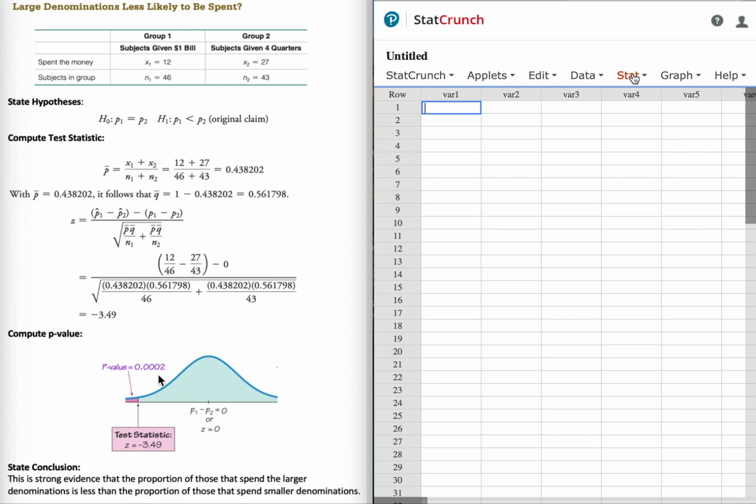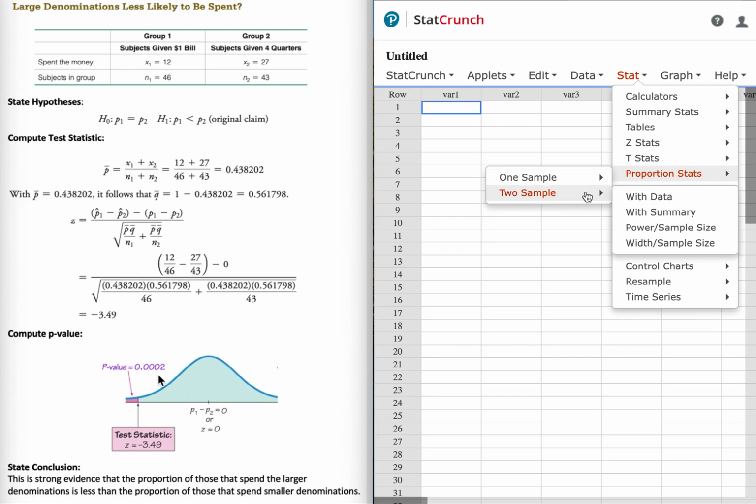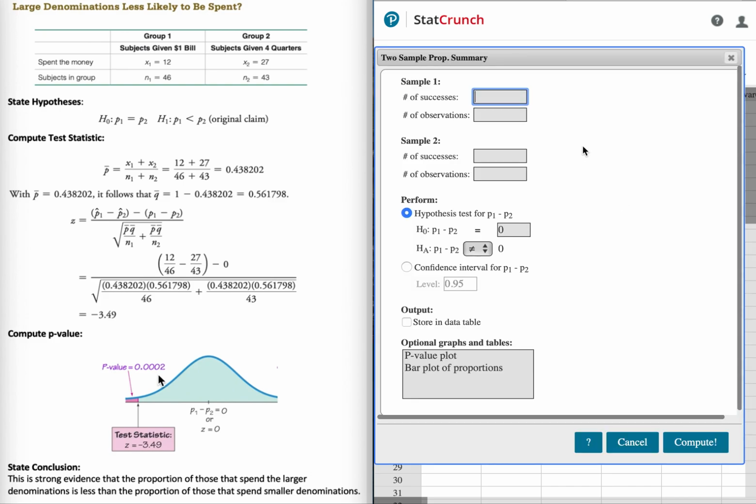So if I press Stat and I go down to Proportion Statistics, we're doing a two-sample test. So I'll choose two samples, and here we're given summary data, so I'll choose the option Summary. So we'll just enter in the data. From the first sample, we had 12 people that spent their money out of 46 total observations. And in the second, we have 27 out of 43.